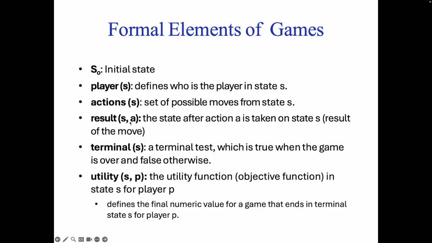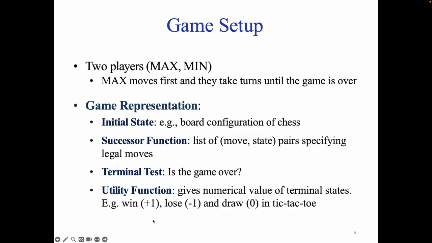For instance, this is what I just mentioned, right? If you take an action A, what would be the result after you took this action? And terminal S is just returning either true or false, depending on whether the game is over or not. So if the game is finished, then it's true, and otherwise it's false. And then we also have a utility function or objective function. This gives you a final numeric value that ends in terminal state S for player P.